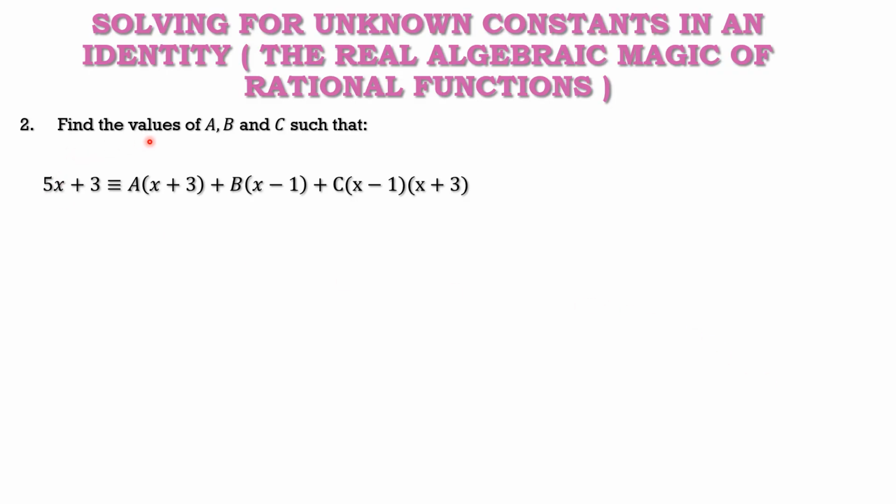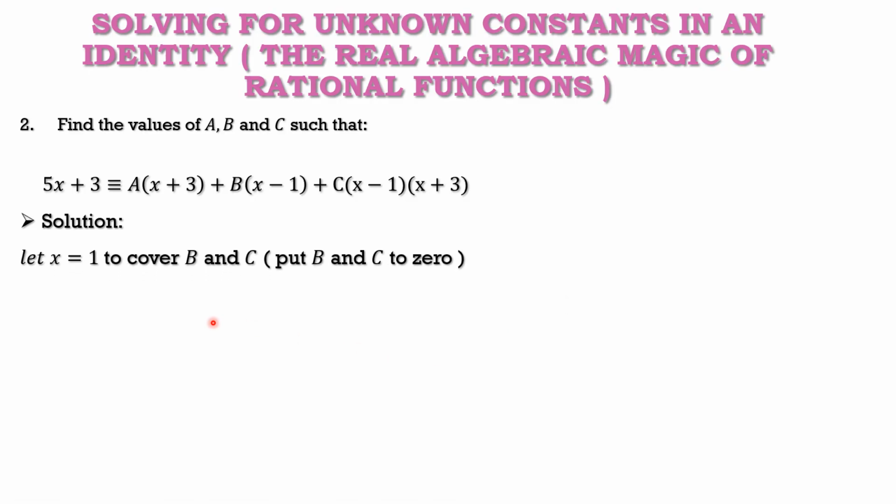We have to find the values of a, b, and c such that 5x plus 3 is equivalent to a(x plus 3), b(x minus 1), and plus c(x minus 1)(x plus 3). So here, what is the first thing that we are going to do? We are going to use the cover up rule to cover either a or b. So let x equal to 1 to cover b and c.